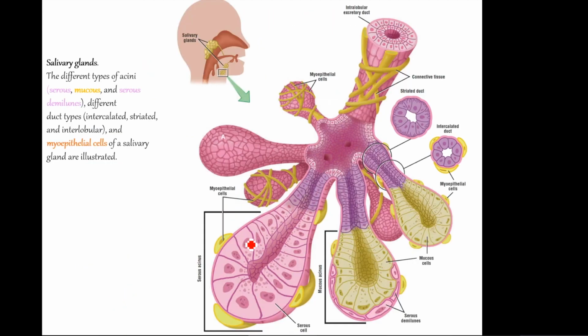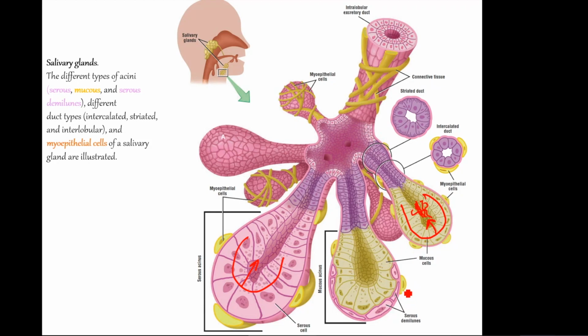So, for example, just to have an idea. This is the serous acinus, and this is the mucus acinus. The serous acinus secretes, guys, serous fluid, which is a watery fluid. But the mucus acinus, of course, secretes a kind of mucus secretion, thicker than the serous ones.